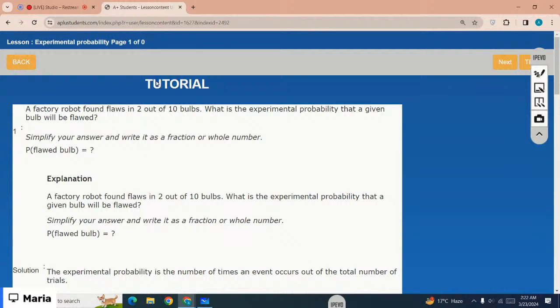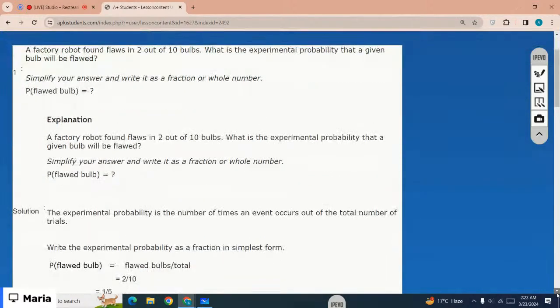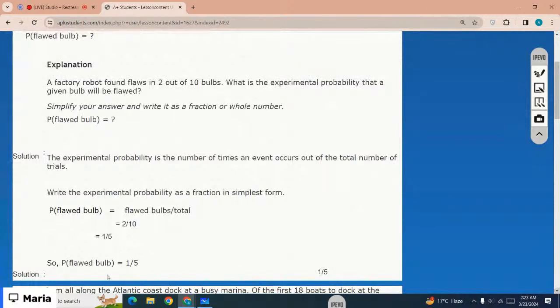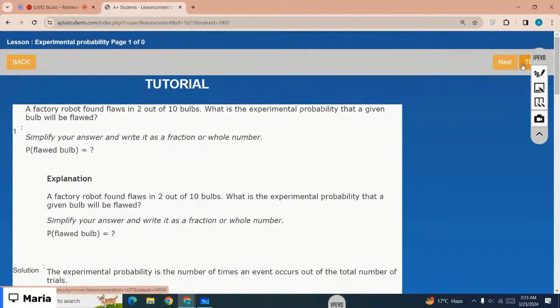Okay, so the experimental probability is the number of times an event occurs out of the total number of times, right? So the probability of a flawed bulb is, you are already given, 2 out of 10. So when you write the answer in simplified form, that would be just 1 over 5. Let's just start with the test questions.